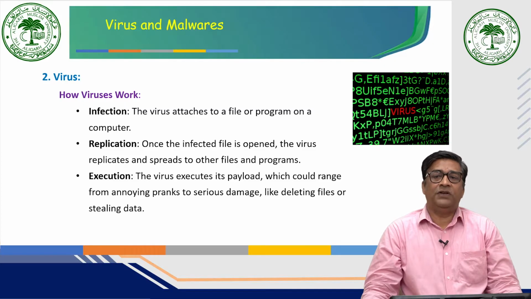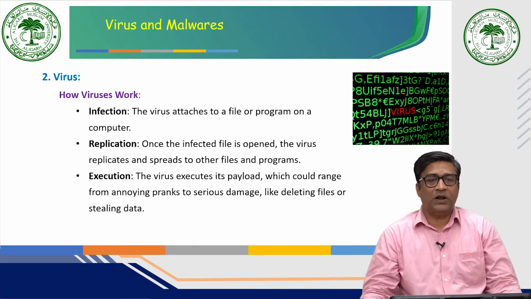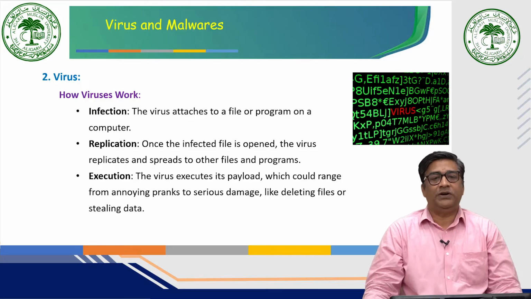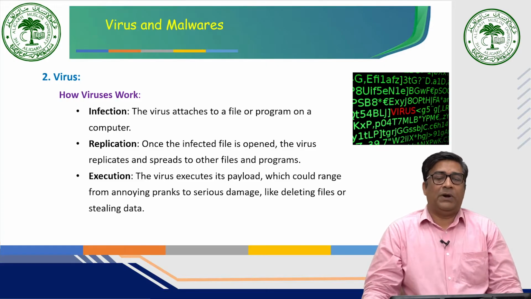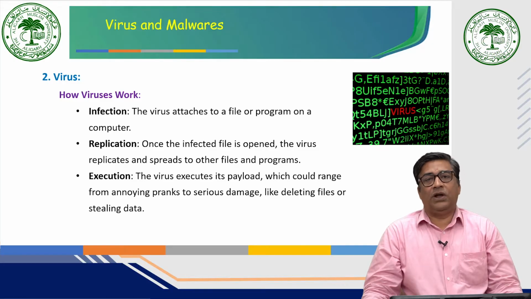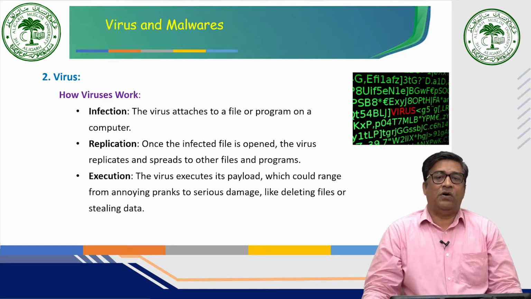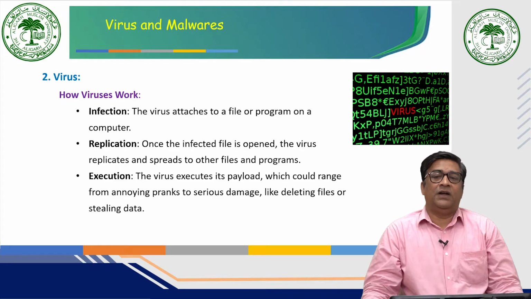Unlike worms, viruses cannot replicate independently. They rely on the host program and user activities to move between systems. So, how do viruses work? Infection: a virus attaches itself to a specific file, program, or maybe a part of the system. Common targets include executable files, system files, or even documents with macros. When infected programs or files are opened, the virus gains a foothold on the system.